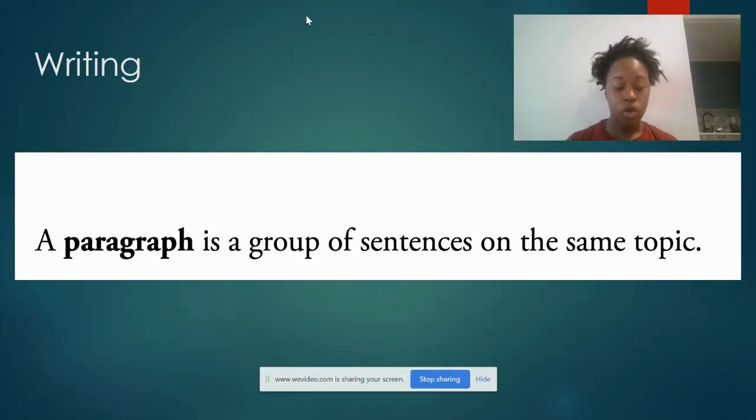So now, friends, we're going to switch to our writing focus for today. Let's read the following sentence together. A paragraph is a group of sentences on the same topic. In order to get some practice with identifying paragraphs, we're going to need your reader.